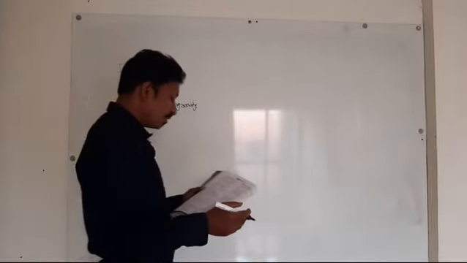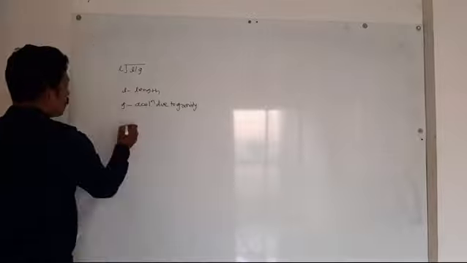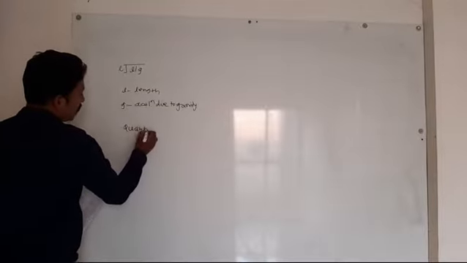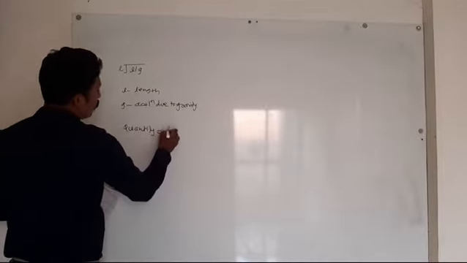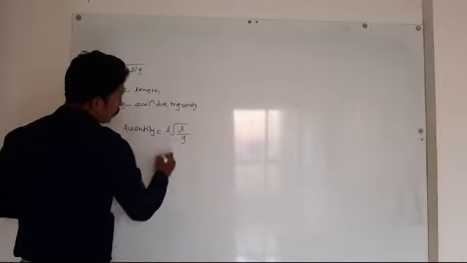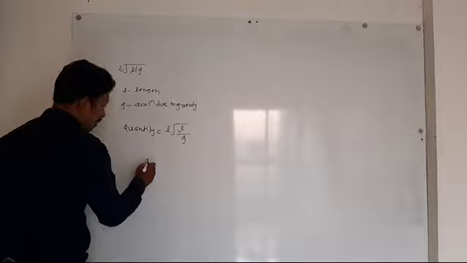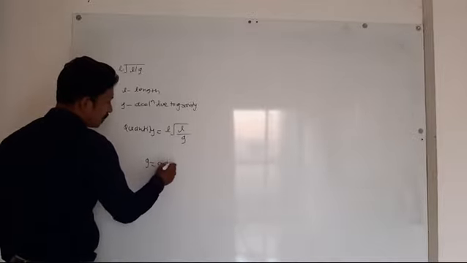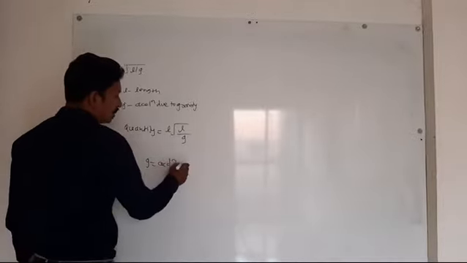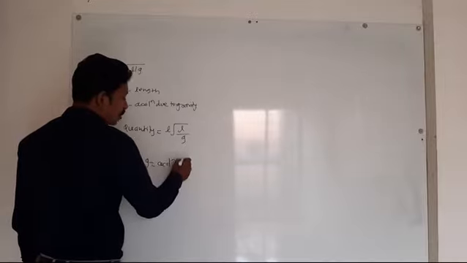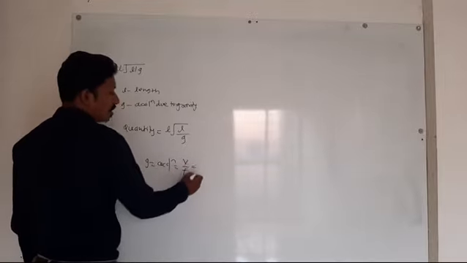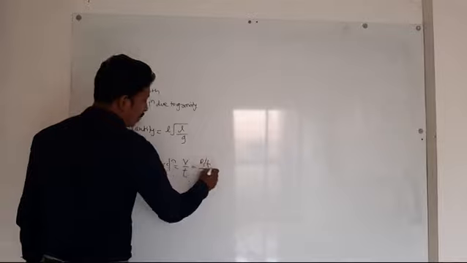We have to find the dimensions of the quantity. The quantity is equal to L upon G, where G is the acceleration due to gravity. Acceleration has the dimension of velocity upon time. What is velocity? Distance upon time.